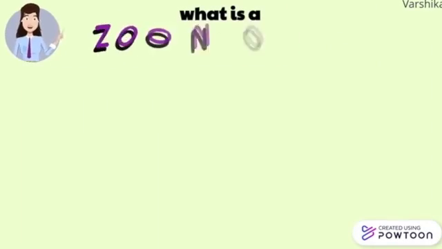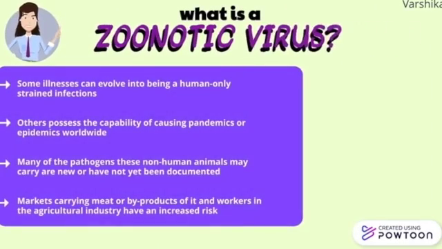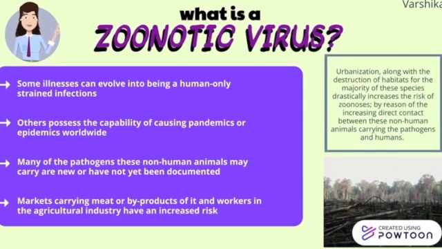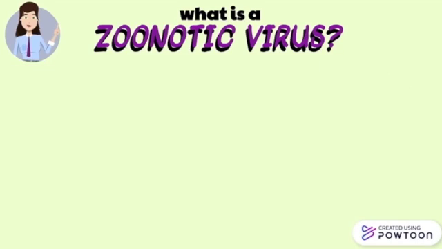Some illnesses, such as HIV, began as a zoonotic virus, however they later evolved into being human-only strain infections. Others, like COVID-19, possess the capability of causing pandemics or epidemics worldwide. These viral infections may cause more of a risk to markets carrying byproducts of wilder animals and for workers in the agriculture industry, as many of the newer viruses are undocumented or new.